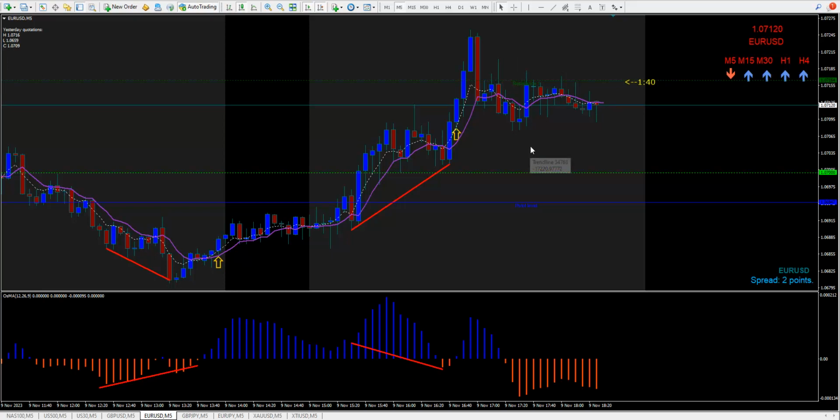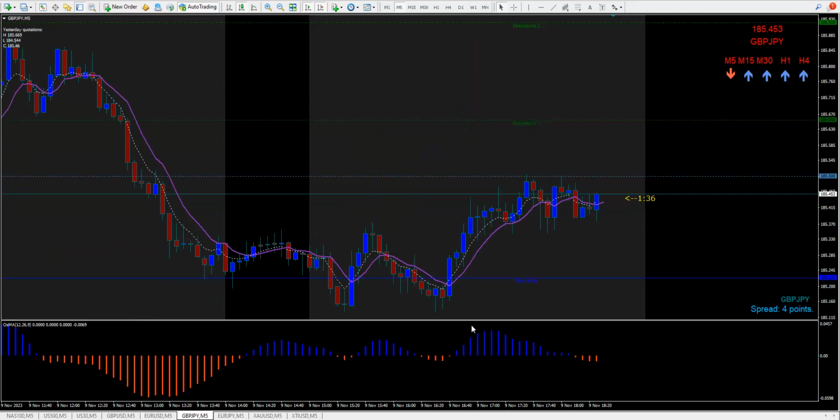So anyway, there's the two trades on the euro. Let's look at the pound yen now.